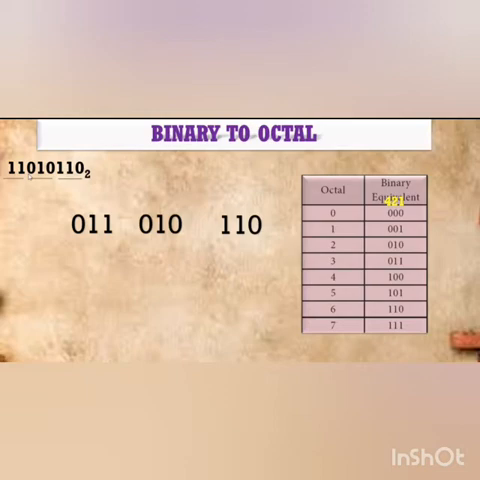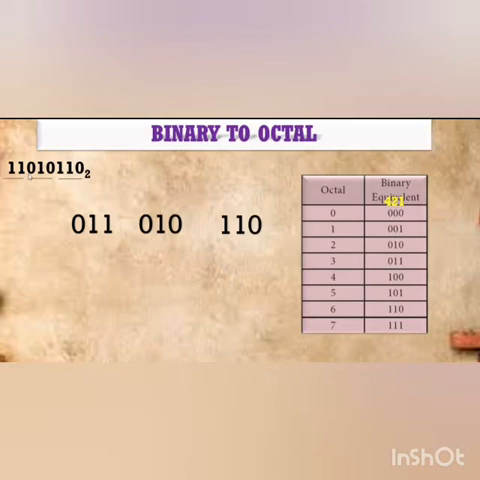If the leftmost group has fewer than 3 bits, we can add 0 to its left to make a group of 3 bits. Now we have 2 numbers. If we have 1 number, we can add 2 zeros on the left-hand side to make a group of 3 bits. Now the second step is to find the octal equivalent of each group.